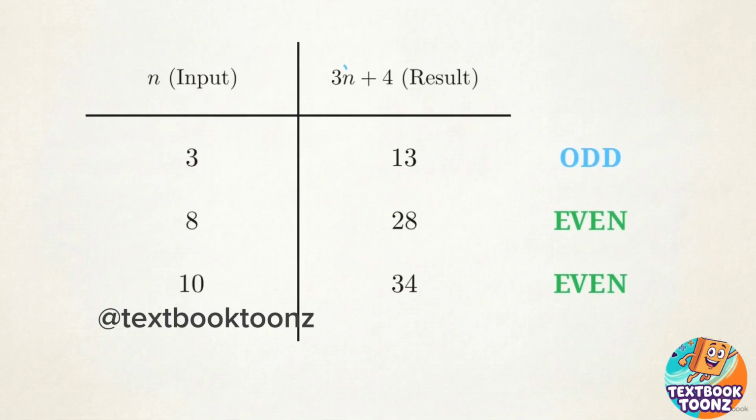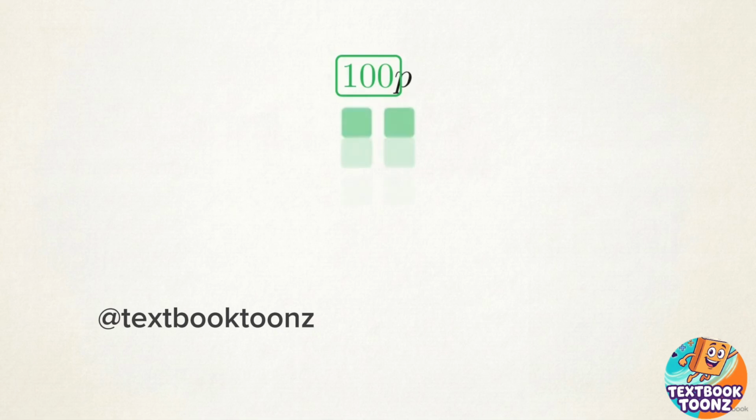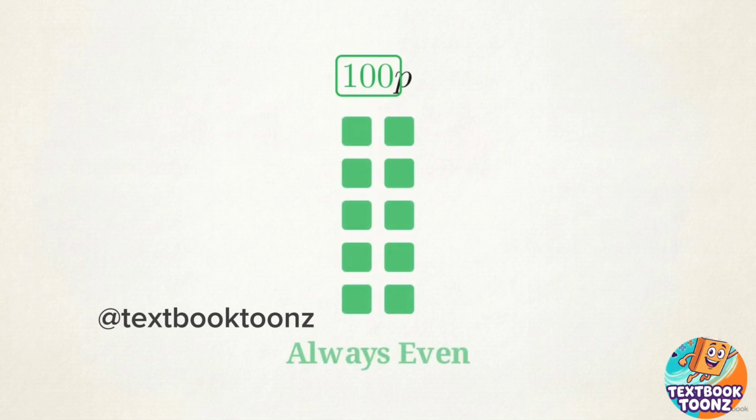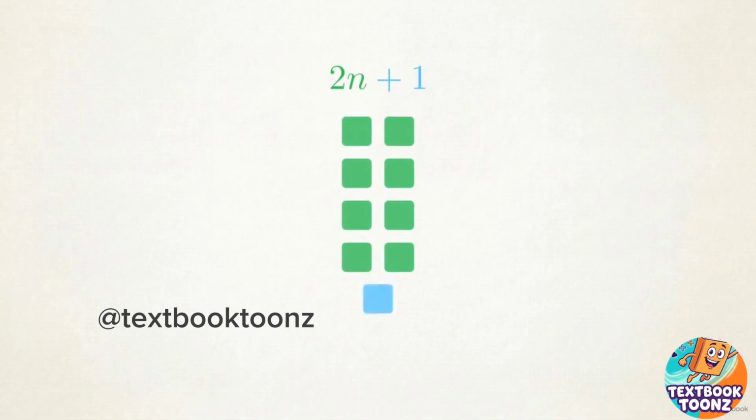This shift happens because the multiplier, 3, is odd. An odd multiplier preserves the parity of whatever number you plug in, causing the final answer to toggle. However, some expressions are consistent. In 100p, the multiplier is even. Since any number multiplied by an even number results in pairs, the output remains even for any whole number. In 2n plus 1, we take an even multiple and add 1, which means the result will always be odd.